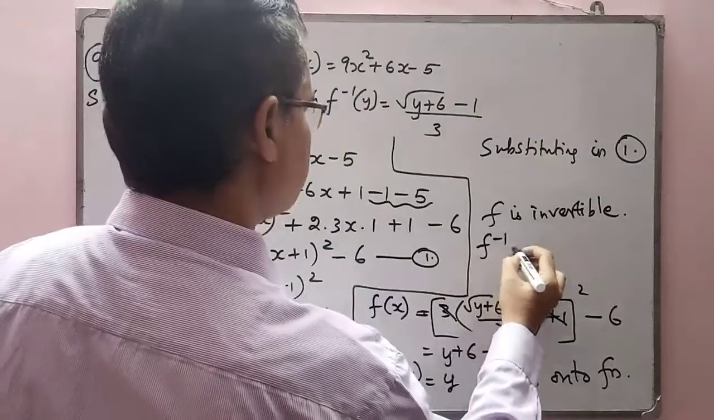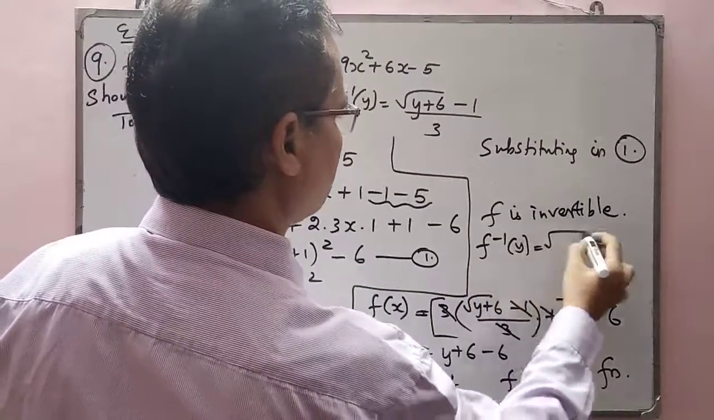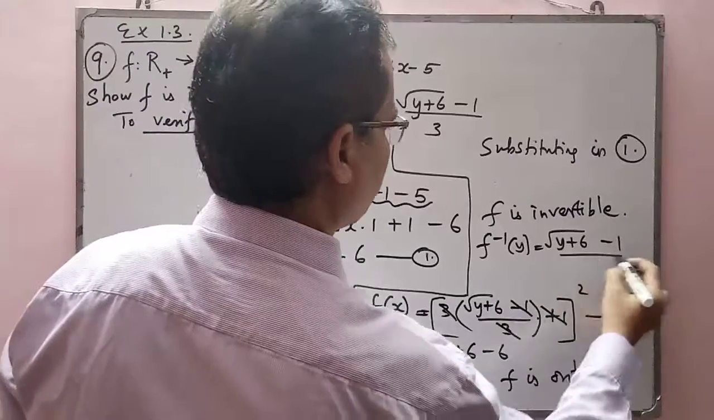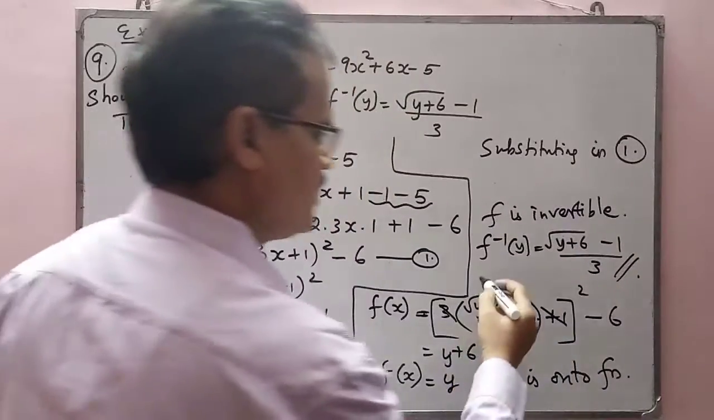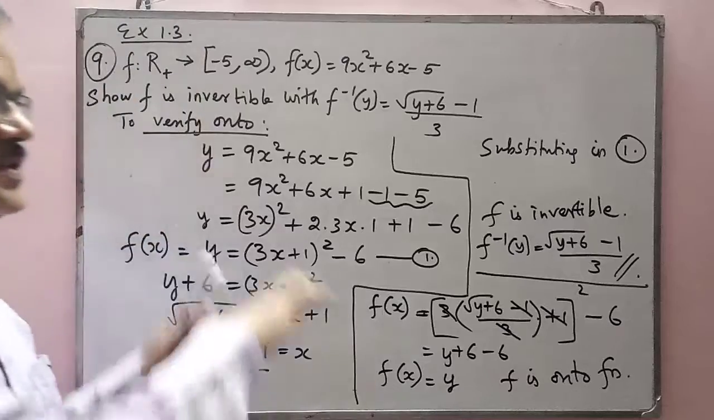f is invertible, and your f inverse is here: f inverse of y is root of y plus 6 minus 1, by 3. So this completes the solution of this question, children. This is another way of doing it.